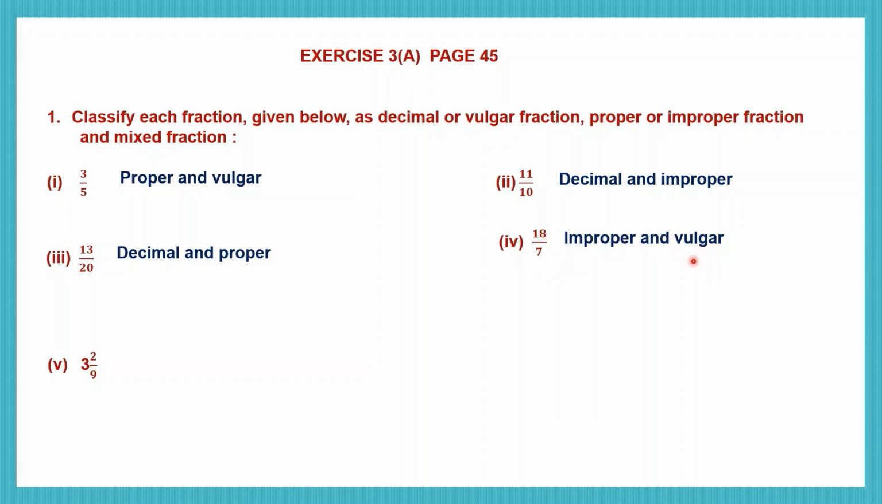Why is it a vulgar fraction? Because the denominator is 7. Any fraction which has a denominator which is not 10 or a higher power of 10 is called a vulgar fraction. Next one we have 3, 2 by 9. This is a mixed fraction because it has a natural number 3 and a proper fraction 2 by 9.